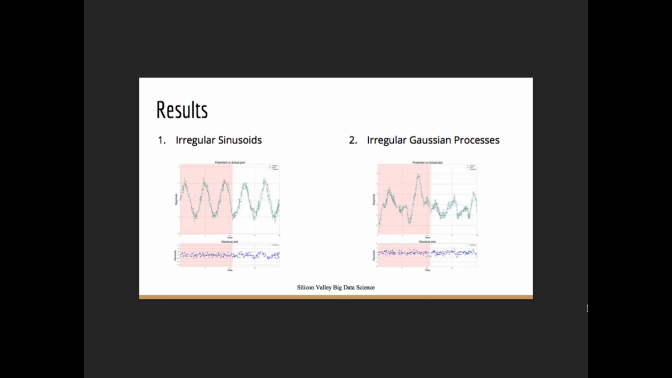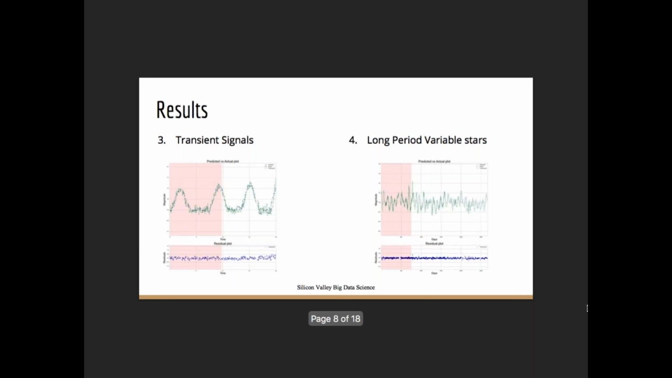The same for irregular Gaussian processes. So we wanted to check our robustness on different classes of signals. And this is transient signals. These are signals which suddenly jump. You really don't know when they're going to jump. There is no structure in this. If you look at it, the gap here is larger than the gap here. So we want to see how you would do if you had a stochastic process.